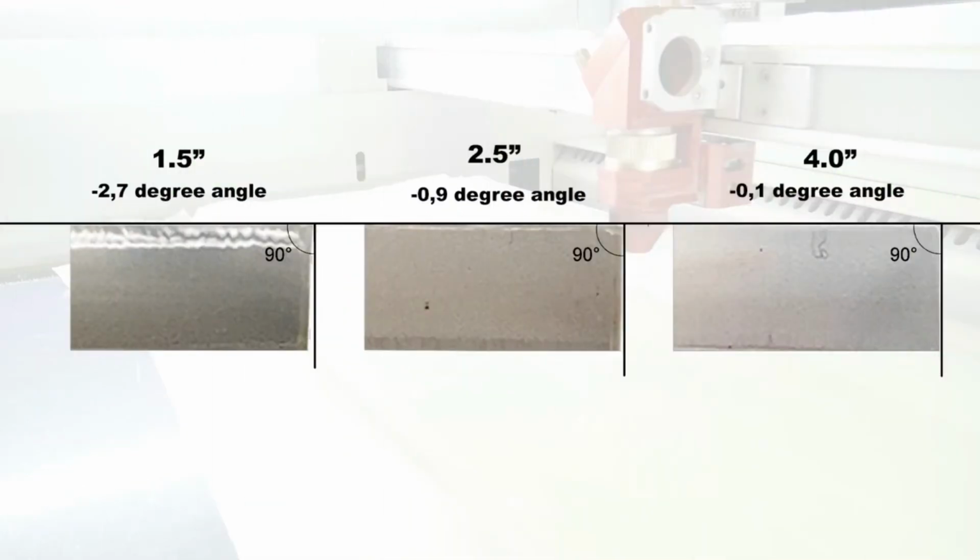So here we can observe the 3 pieces of cut acrylic, and when using the 1.5-inch lens we can clearly see that we have an angle. And with the 2.5 the angle is still present, but not much, in fact it's rather okay, but if we look at the 4-inch lens we can see that there is basically no angle at all. So, what happened?